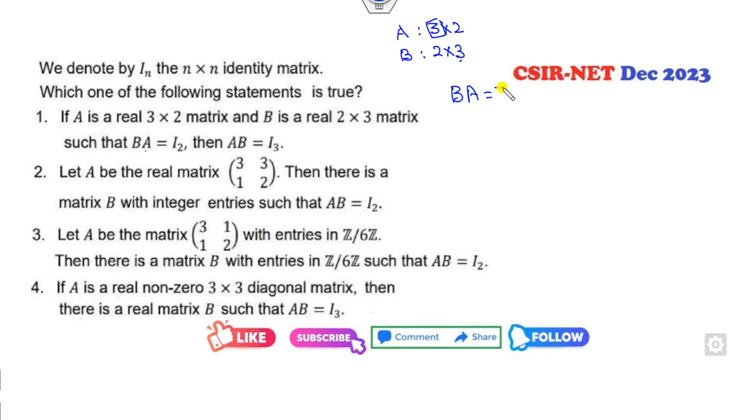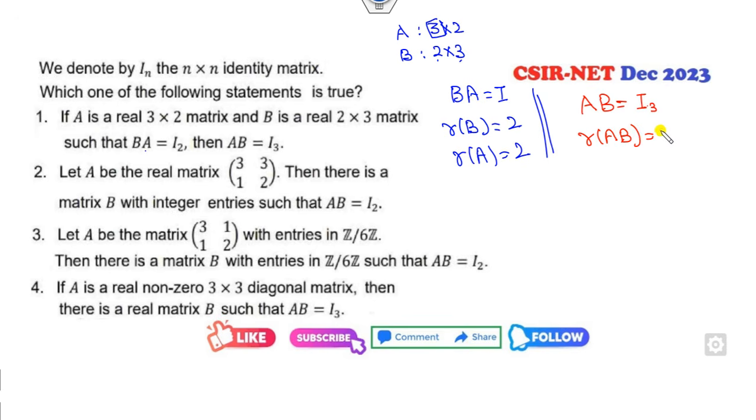BA is equal to identity, given. So what is the rank of B? Number of the rows of A. Rank of A is the number of the columns of the matrix. Then your target is to prove AB is equal to I3. What does it mean? Rank of AB must be 3. But we all know rank of AB is less than or equal to the minimum of rank of A and rank of B. So 3 is less than 2, not possible.